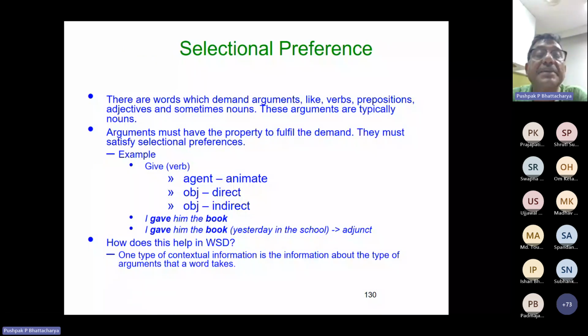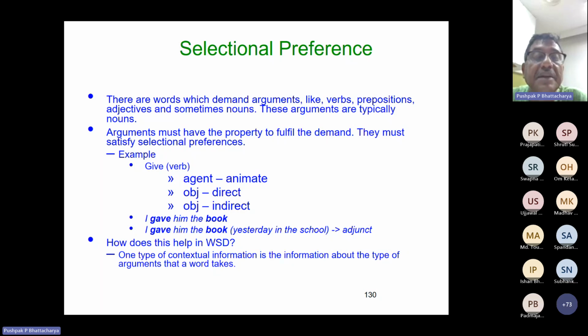So selectional preference is very similar to akanksha. There are words which demand arguments like verbs, prepositions, adjectives. Sometimes nouns also require other nouns or another part of speech word. And arguments are those which have the property to fulfill that demand. They must satisfy the selectional preference. For example, if we take give as the verb, then it has the desire for an agent. And that agent has a property. The agent must be animate. Only an animate entity can give something.